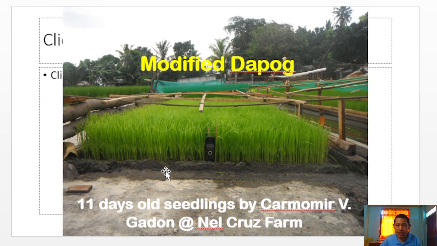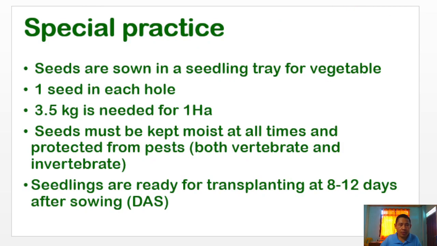11 days old seedlings, quite comparable with the 21 days old seedlings planted in a wet bed method. This is at the farm of Ronilo Cruz in Rojas, Victoria. And also we have the special practice. Seeds are sown in seedling tray for vegetable. Single seed is planted in each hole. Only 3.5 kilogram is needed for 1 hectare of land. Yes, in the system of rice intensification, you just only need 3.5 to 10 kilograms of seeds per hectare.